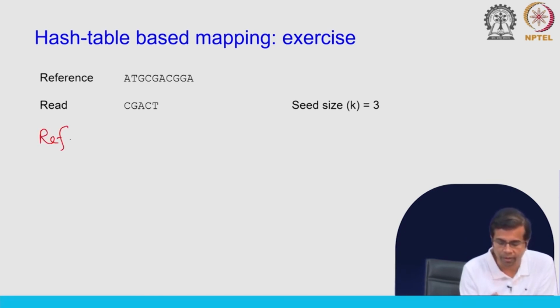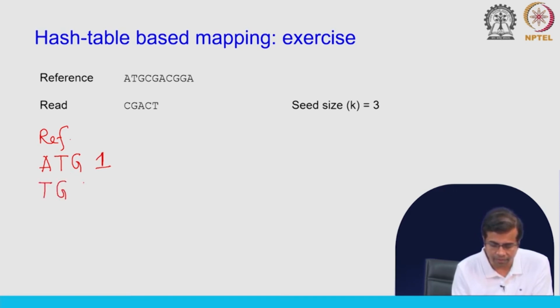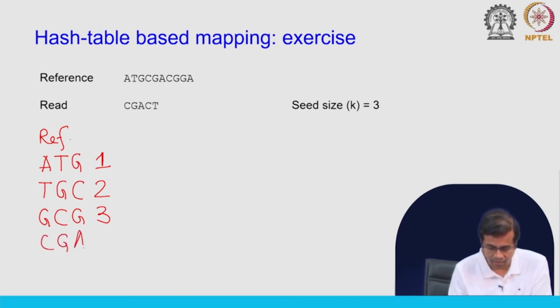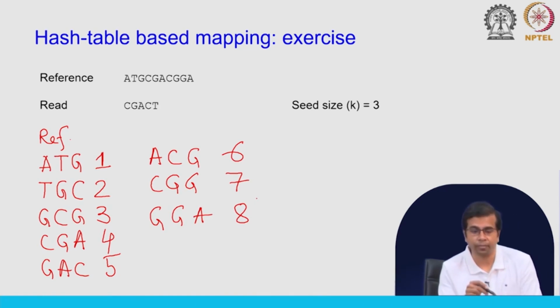Okay. So, for reference 1 we have k equals 3. So, what we will do is we will generate this: ATG, its location is 1, we have TGC, location is 2, we have GCG, location 3, CGA, location 4, GAC, location 5, we have ACG, location 6, CGG, location 7, GGA, location 8.